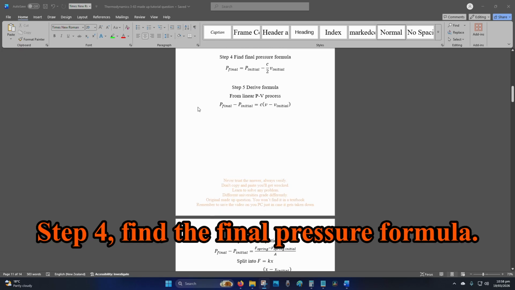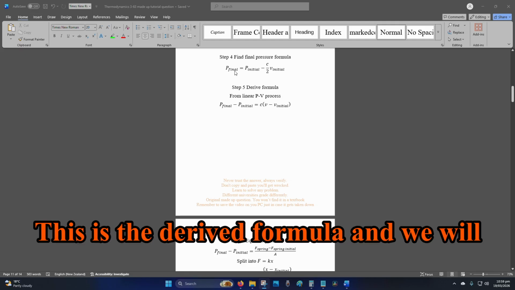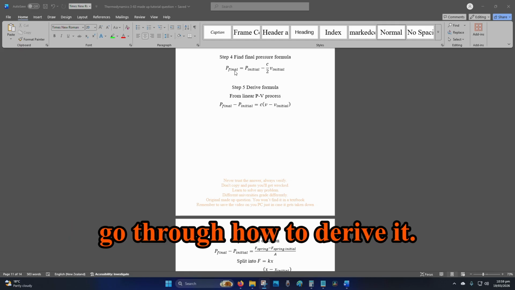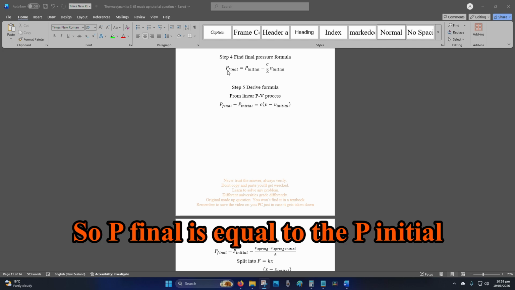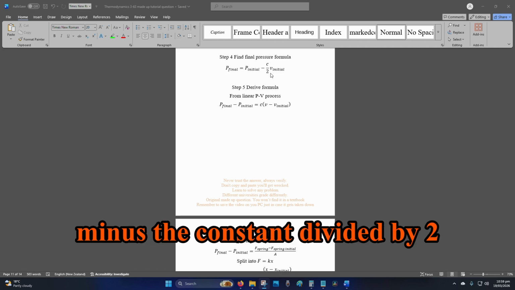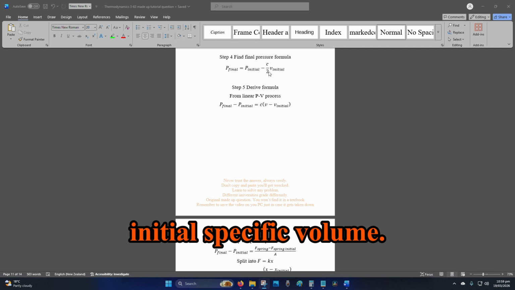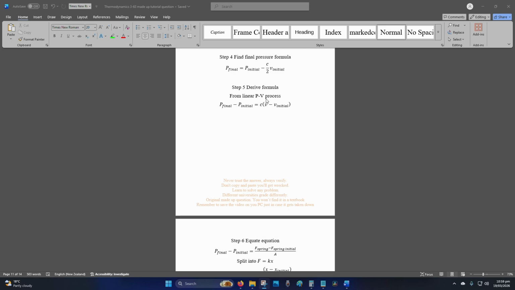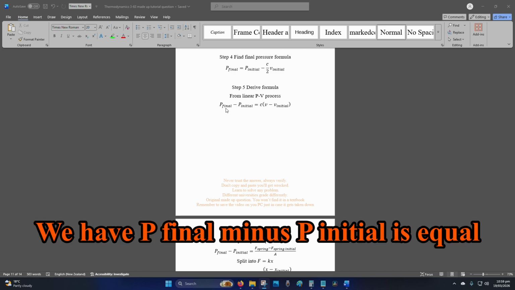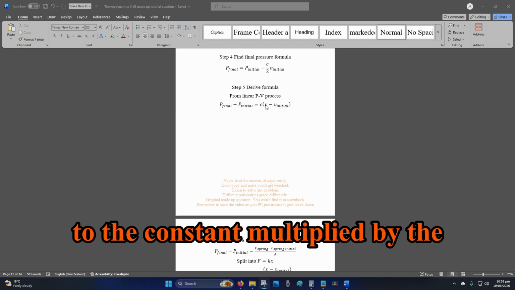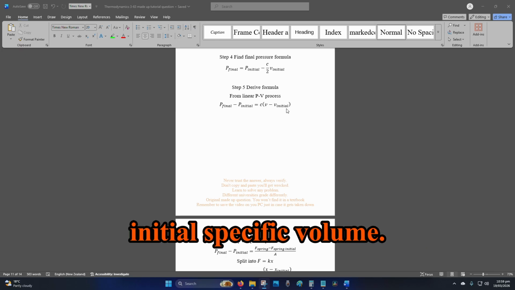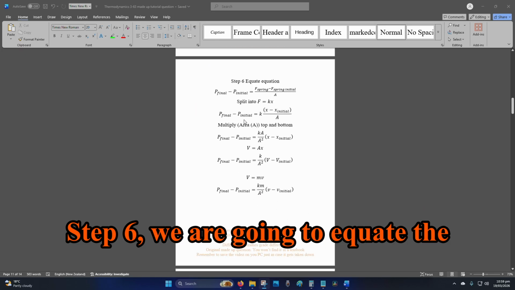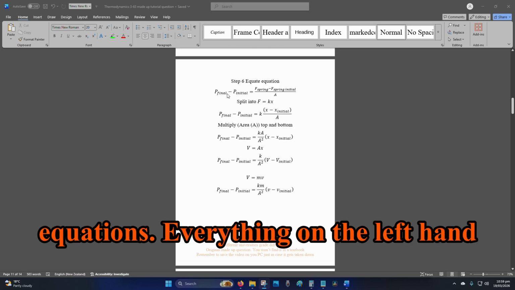Step 4, find the final pressure formula. This is the derived formula, and we will go through how to derive it. So P final is equal to P initial minus the constant divided by 2 multiplied by the initial specific volume. Step 5, derive the formula from the linear process PV. We have P final minus P initial is equal to the constant multiplied by the specific volume minus the initial specific volume.